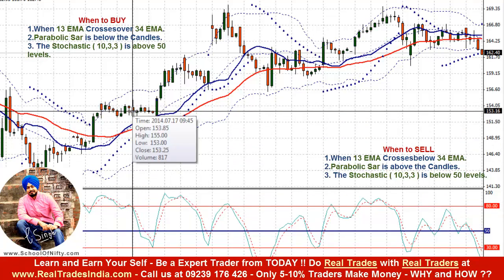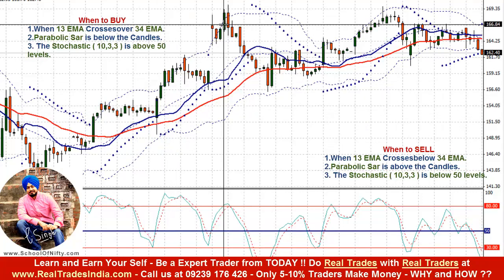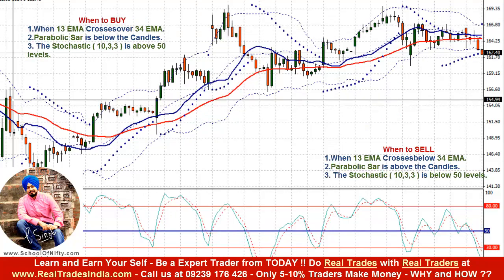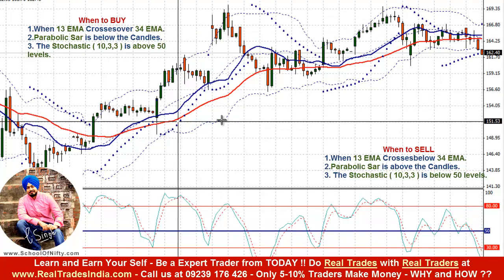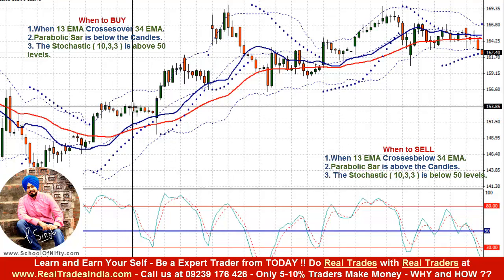Fine. The price is 153, and what happens after this you can see for yourself. Boom, boom, boom, boom, boom, it went over to 166, which is an awesome gain if you're doing an intraday trade. And once you are following this strategy, a question may arise in your mind: when do I exit the stock?